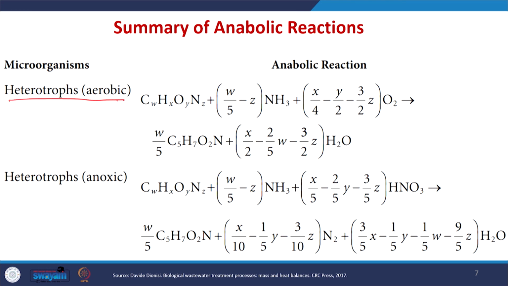So, we have studied a few types of anabolic reactions, and overall their stoichiometric equations can be summarized here. First we studied the heterotrophs under aerobic condition, then heterotrophs under anoxic condition. In the aerobic condition oxygen was present, whereas in the anoxic condition oxygen was not present. So, we used HNO3. HNO3 was converted into N2 under anoxic condition, whereas oxygen was utilized as such during aerobic condition, and the reaction stoichiometries are given here by the two respective reactions.